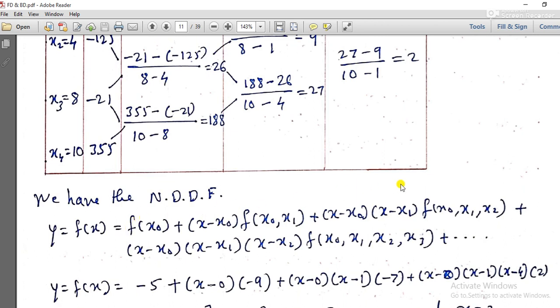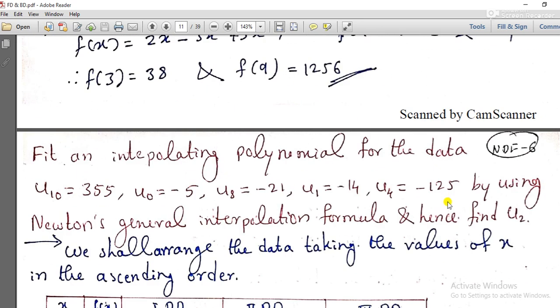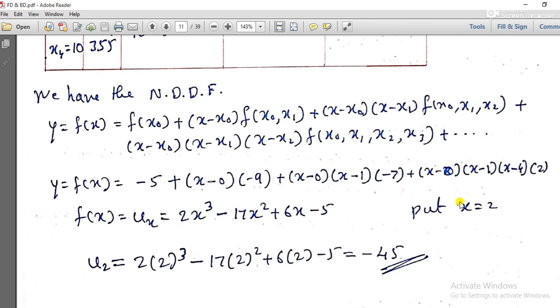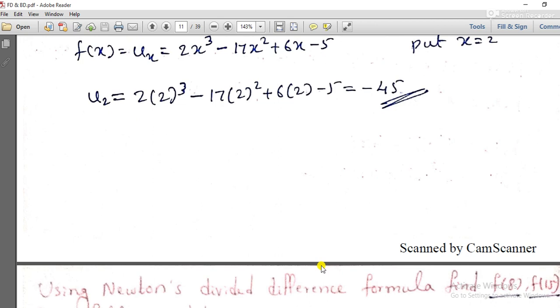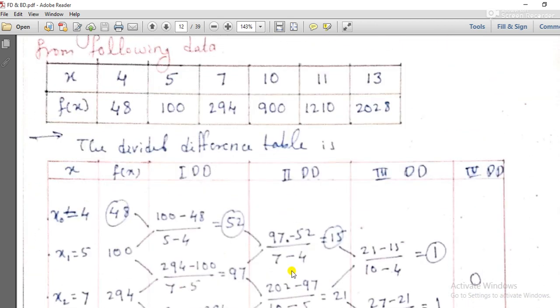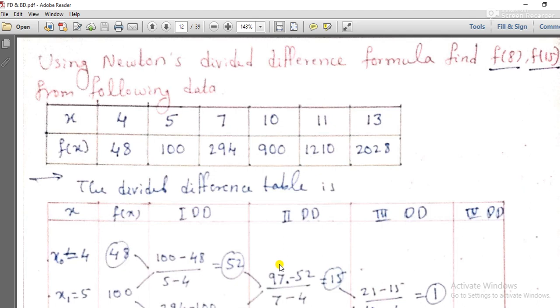Next apply the formula and substitute the values, and you get one polynomial equation. In this equation you substitute x equal to 2 for u2, and you get minus 45. All the examples are the same, continually the same. There are more examples in your WhatsApp group and PDF notes; just take them and practice more examples.